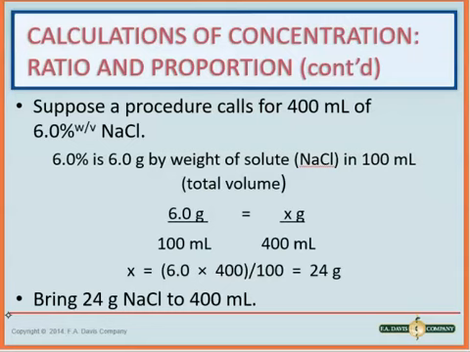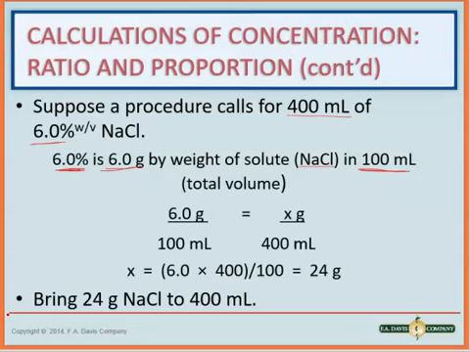That's your total volume. So from that information given, we've got to basically pick out our 4 pieces of information that we need to set up our 2 equal ratios to form our proportion. So what's the information given? We're given 400 milliliters, and we're also given 6%, but it explains something about the 6% in this next line. It's saying 6 grams by weight of solute in 100 milliliters of the total volume.